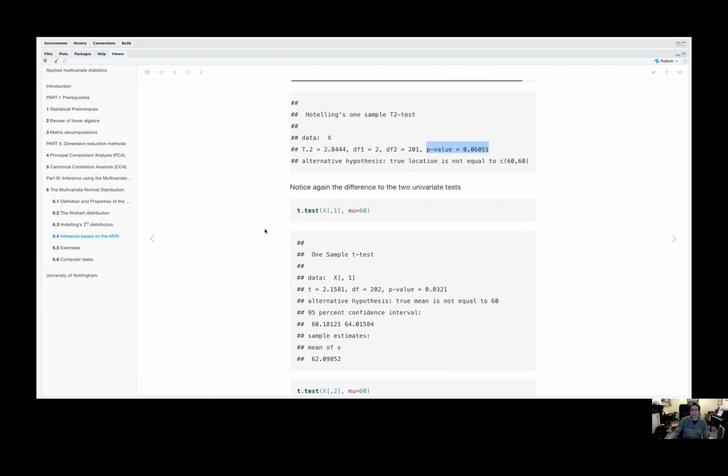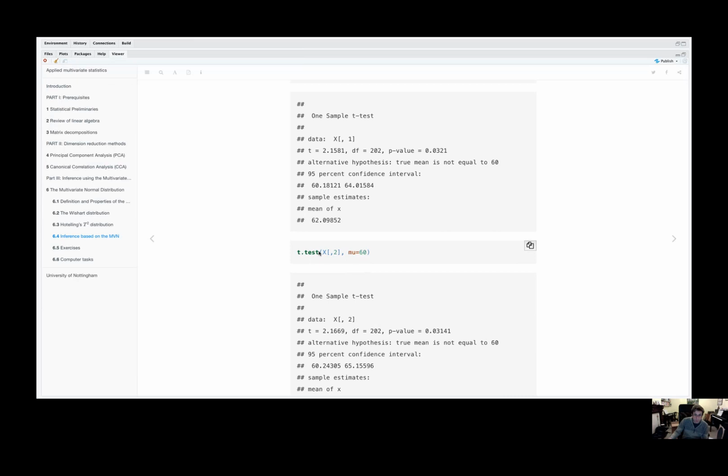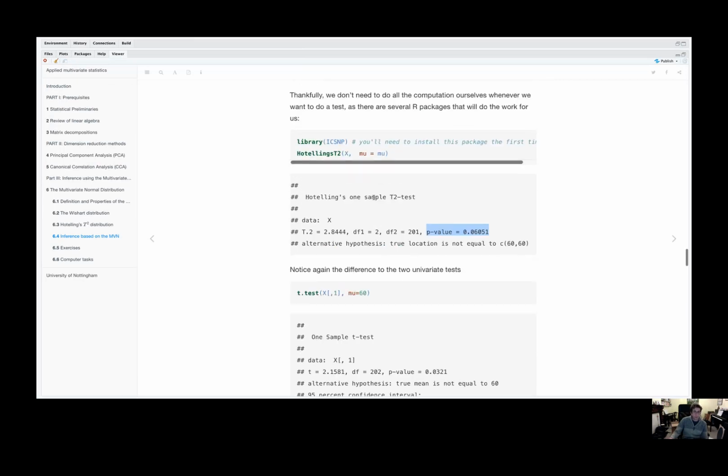And just to say that, again, this is different to what we get with two univariate tests. If I do a t-test, testing just the probability scores to see whether they're equal to 60, we find we reject H0 at the 5% level. The p-value is 0.032. And if we test the statistics scores, so the second column here, whether that's equal to 60, again, we find we reject H0. So the two t-tests reject the null hypothesis, but when we do the proper multivariate test, we find we don't reject.